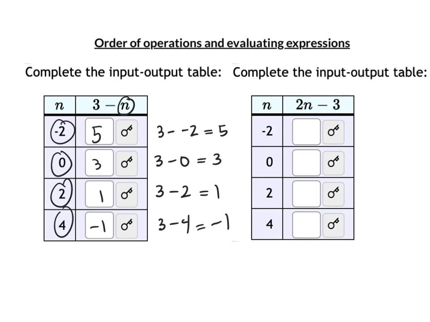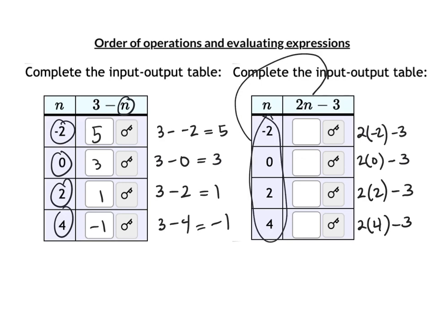Next table, this is going to be 2 times -2 minus 3. This will be 2 times 0 minus 3. The next one is 2 times 2 minus 3. And the last one here is 2 times 4 minus 3. So I'm taking these numbers and replacing n with those numbers, plugging in n.